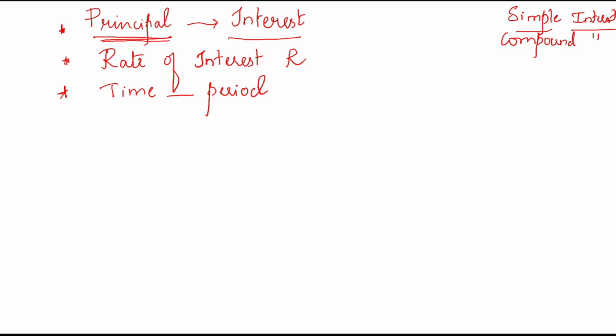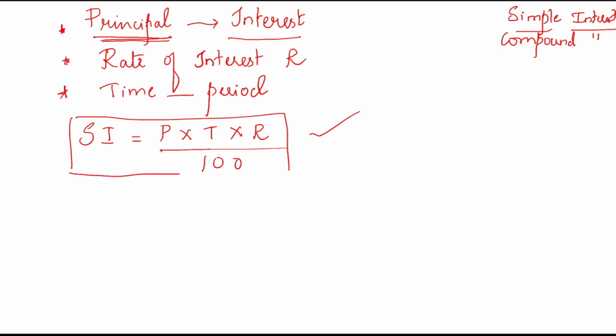Okay, so therefore how to calculate simple interest? Simple interest is given by principal into time into rate of interest divided by 100. This is the formula we have been studying from our childhood, isn't it? From our school days we have been studying this formula, isn't it? That is simple interest. How to calculate? It is calculated as principal into time into rate of interest divided by 100. This will give us how much interest is given on a particular principal.